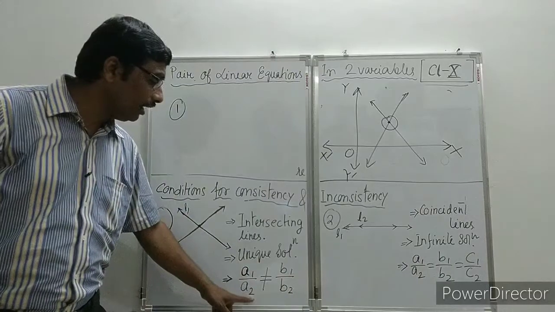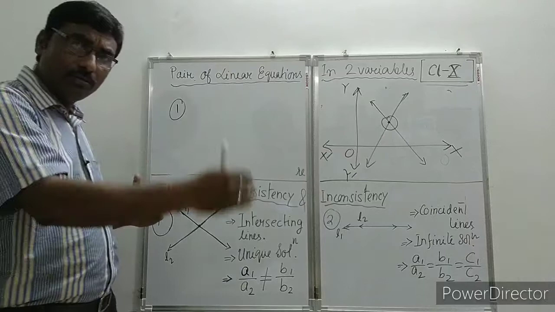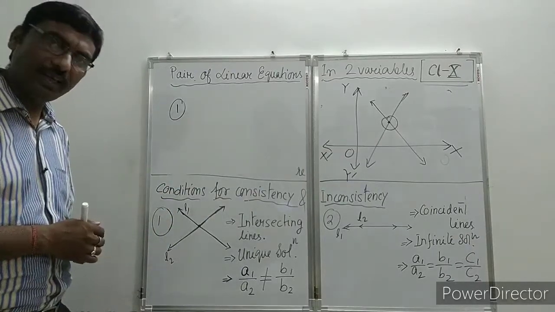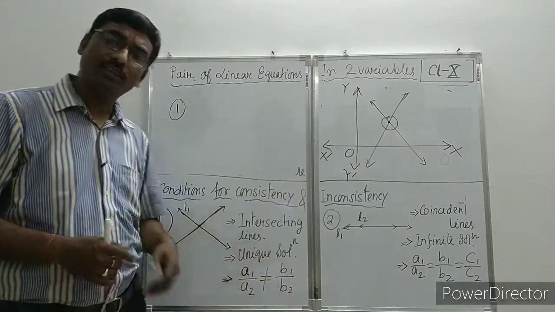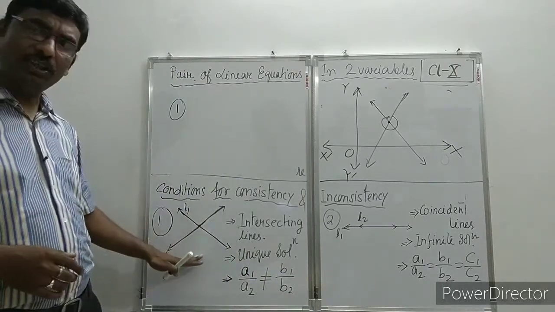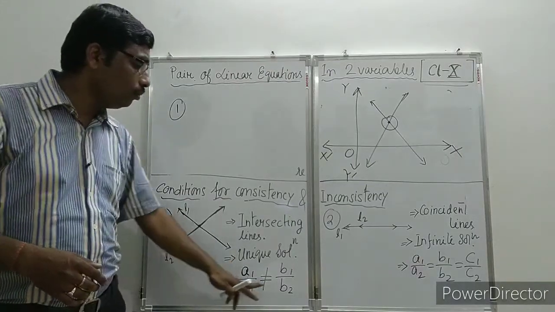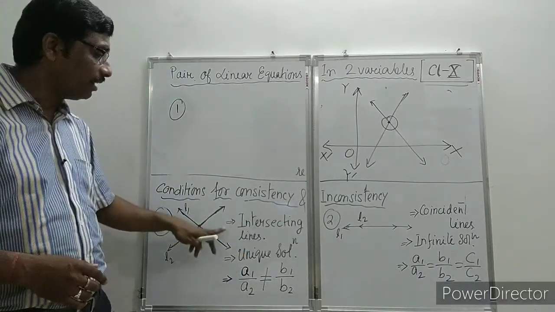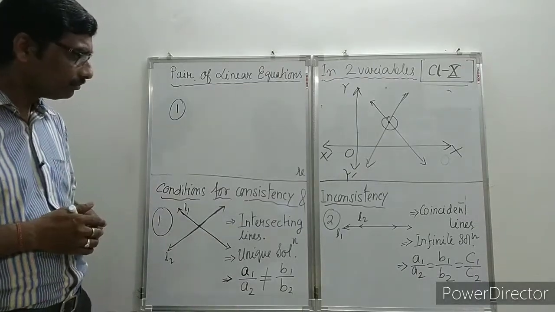Now what are A1, A2, B1, B2? They are the coefficients with respect to the standard form of the equations. A1, A2 are the coefficients of x, B1, B2 are the coefficients of y, and C1 and C2 are the constants. So the first condition for consistency is A1 by A2 not equal to B1 by B2. That means they have a unique solution and the lines are intersecting each other at a point. This is the first condition.